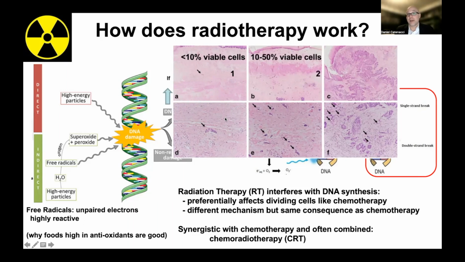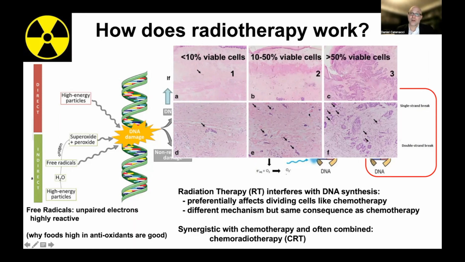In the middle panel, we see a response grade of 2, where there's still 10 to 50% of viable cells based on the pathologist's assessment, that there are still a number of different islands of tumor cells that are remaining, but a lot of it has been killed.